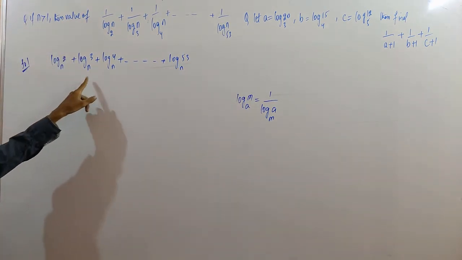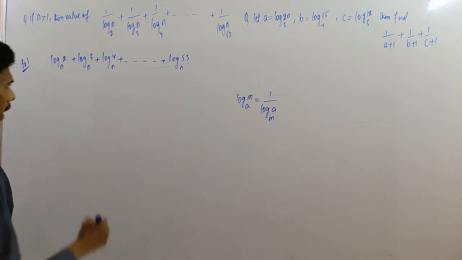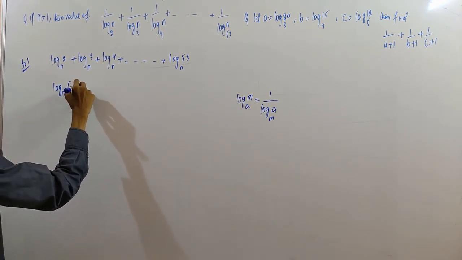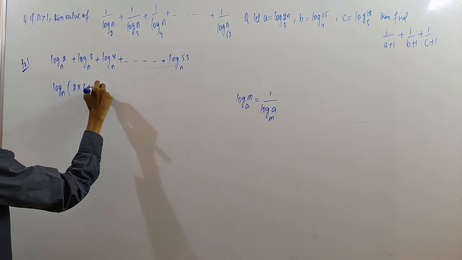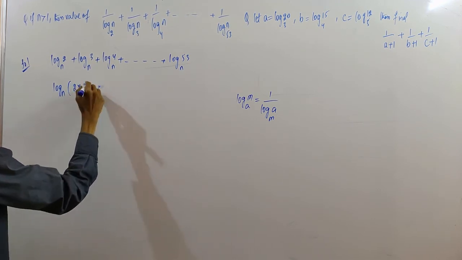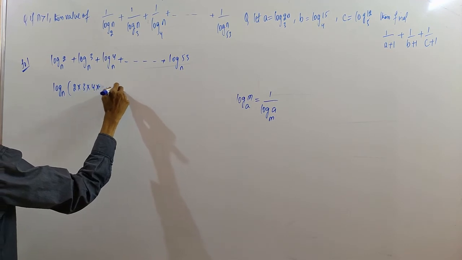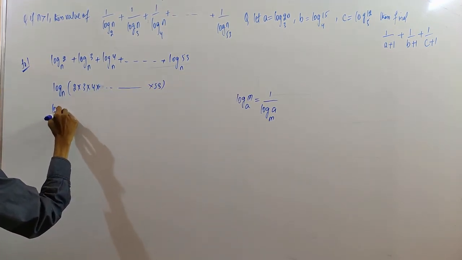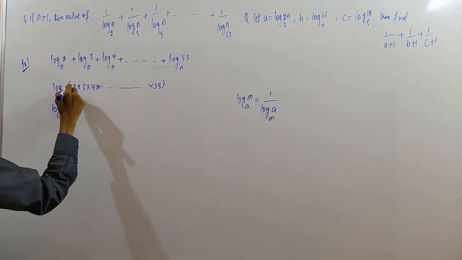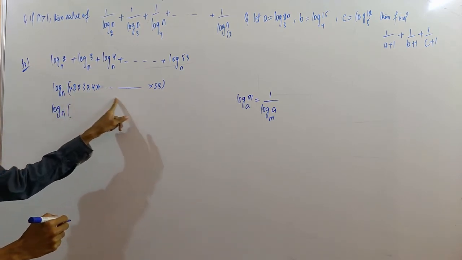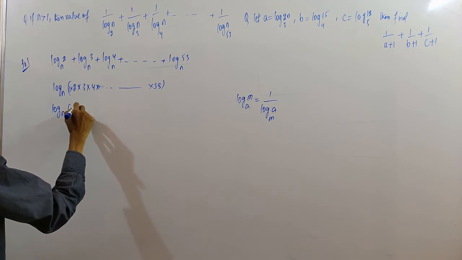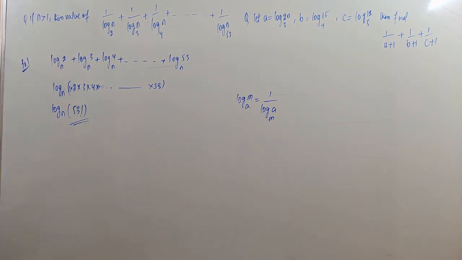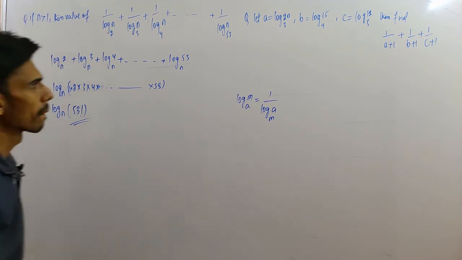Now log a plus log b plus log c and so on can be written as log of the product. So we have log n base 2 into 3 into 4 up to 53. Here we can multiply by 1, so 1 into 2 into up to 53 can be written as 53 factorial. So the value of this is log 53 factorial base n.